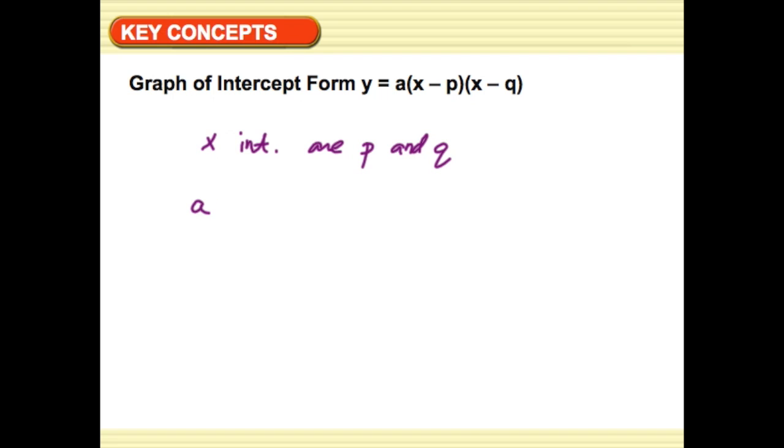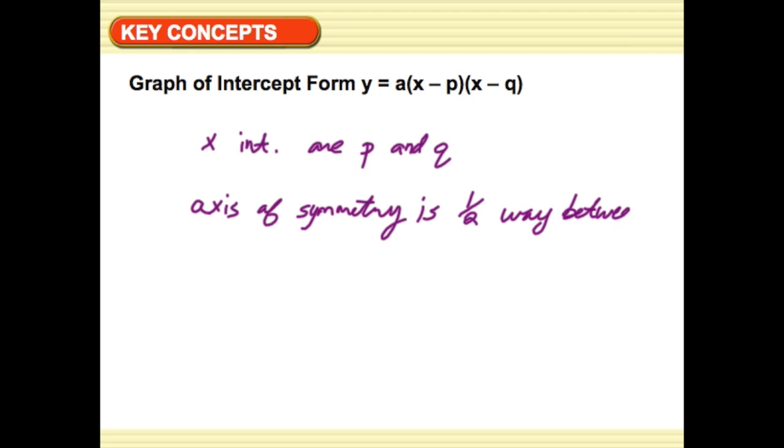So my axis of symmetry is halfway between (p, 0) and (q, 0). And it also has an equation. My axis of symmetry has an equation of x = (p + q)/2. And that makes sense, right? Because if I was going to go halfway between the two, that would be my equation for the axis of symmetry.